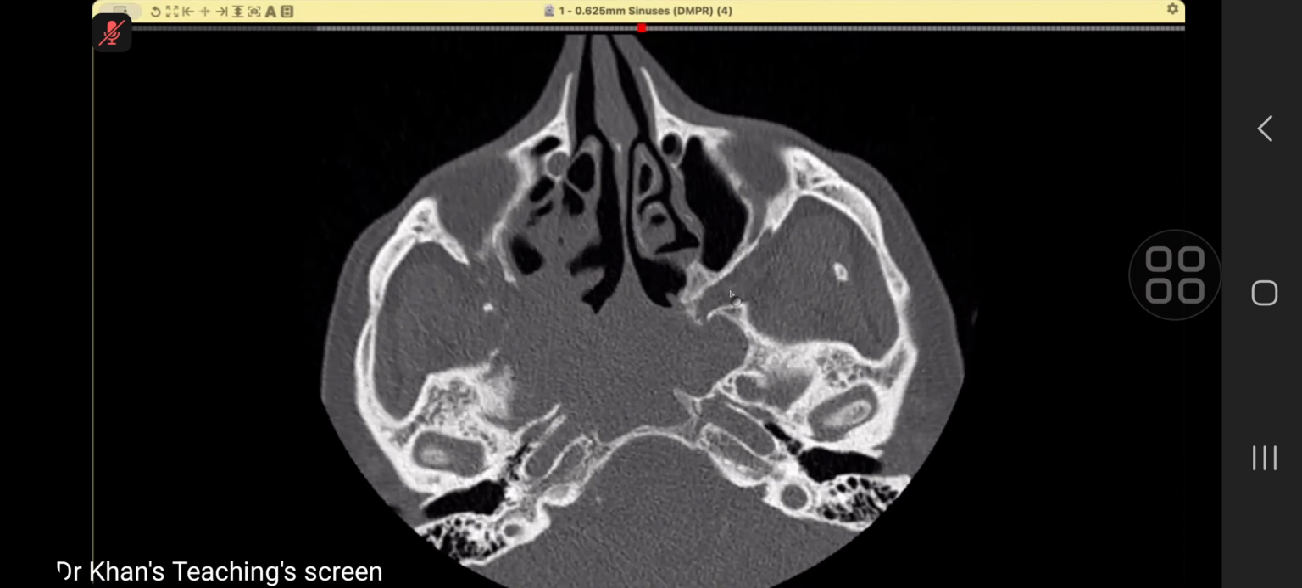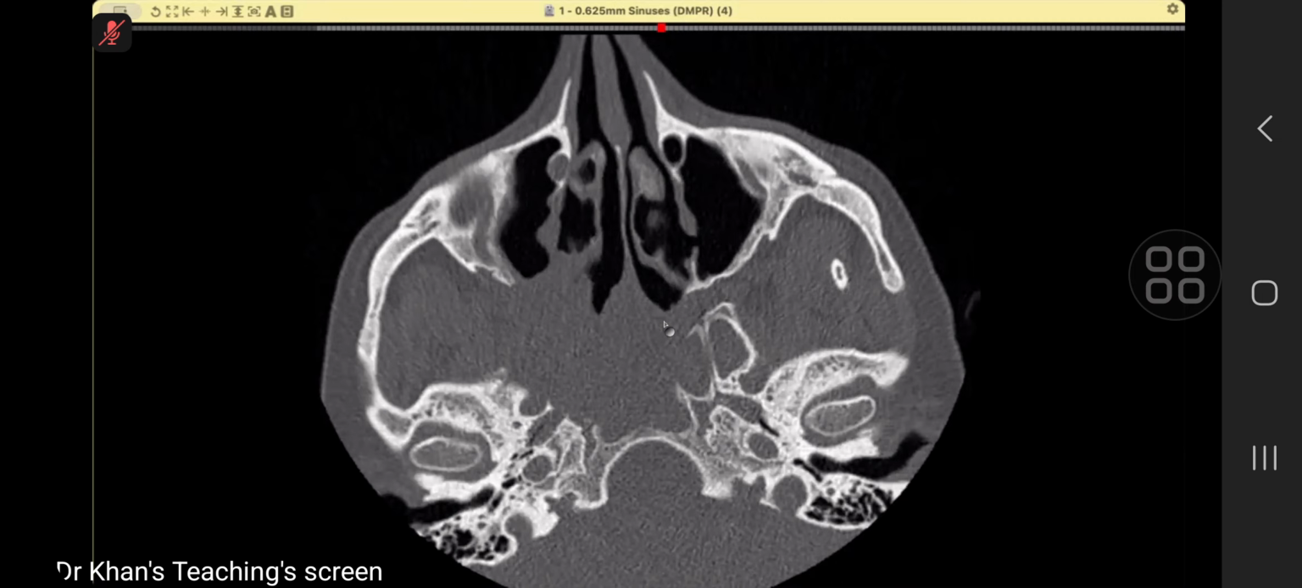Sir, it is just behind the maxillary sinus. Point it out. Talk me through it. Sir, this part is actually the pterygopalatine fossa on the normal side.